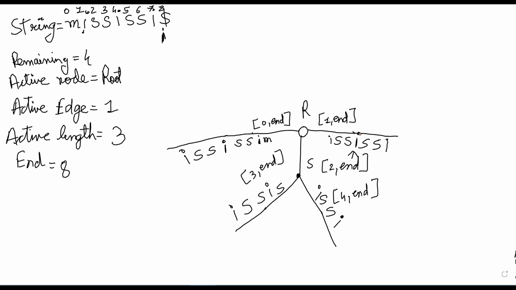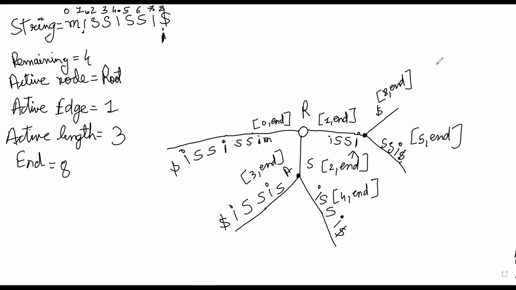We're going to split this edge into two halves. According to rule 2 classifier, if we do not find the character which we are looking for, we can make a new leaf node for that character. As you can see, I have made a new leaf node for dollar here, starting at index 8 till end, and SSI dollar, which was right before, starting from 5 till end. And I have also added the dollar sign to every leaf node on our tree.